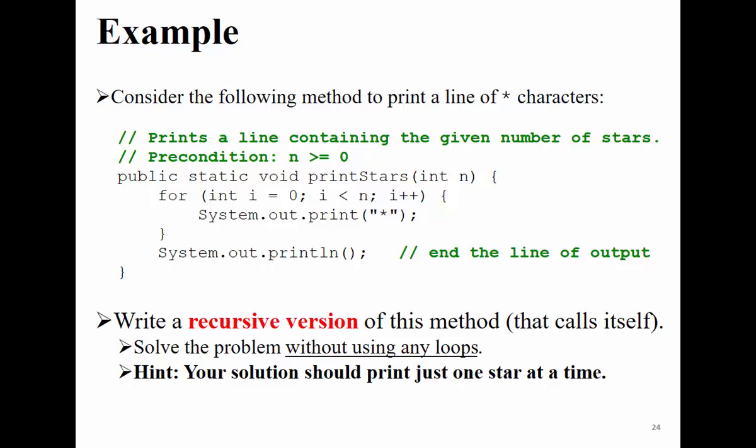We receive n as an argument, and the traditional iterative approach to print n stars is to go through a loop from i equal to 0 until i is less than n, then i plus 1, and we print a star. Once we finish the loop, we print a new line. So if we call this method printStar with n equal to 5, we should see 5 stars printed, then a new line. If we call it with 3, we should see 3 stars. If we call it with n equal to 0, we should see no stars, just a new line.